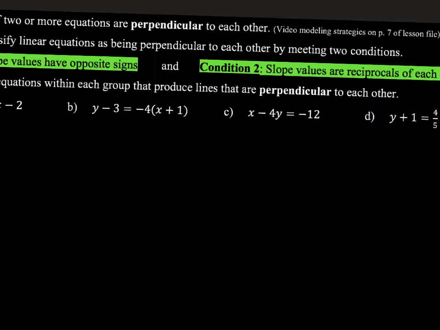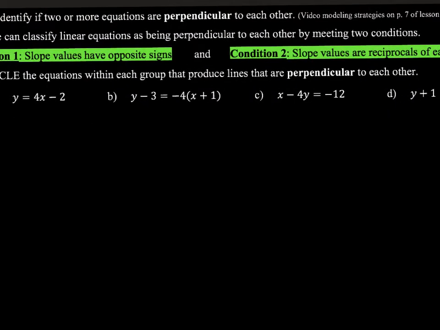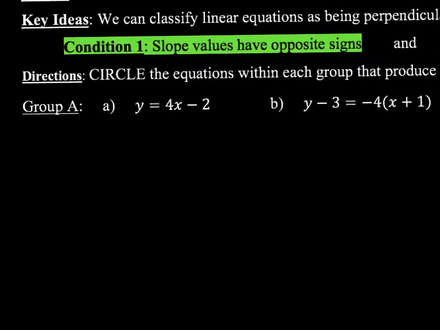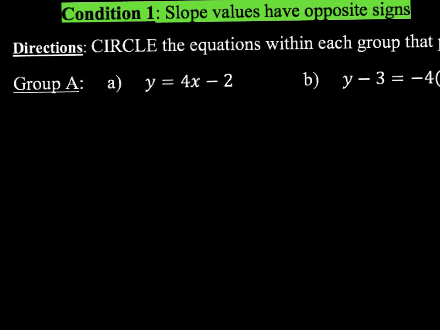So we'll see that the strategies I'm modeling here are similar to those for parallel equations, identifying slope values, but we just need to verify which equations match these conditions to be perpendicular to each other. So looking at this first equation, it is given in slope-intercept form, y is equal to mx plus b. So the value of this slope is 4. I'm going to write that as 4 over 1. That's an equivalent representation that will help us when identifying perpendicular equations.